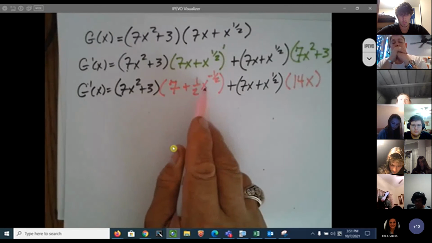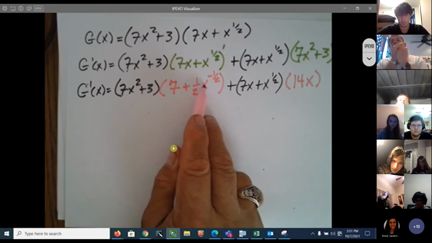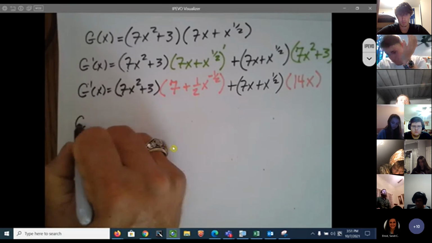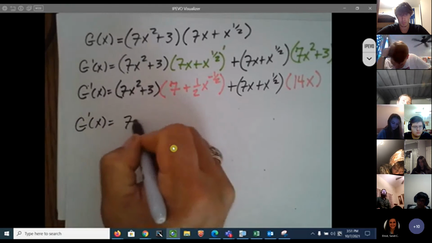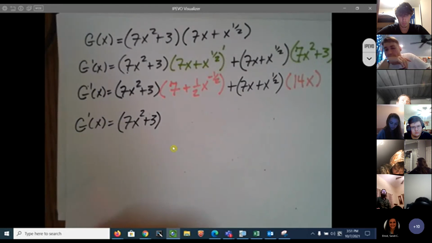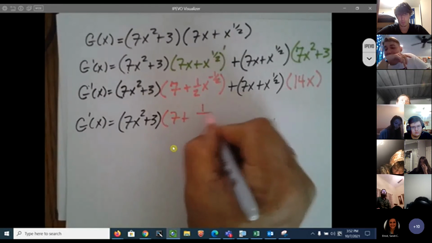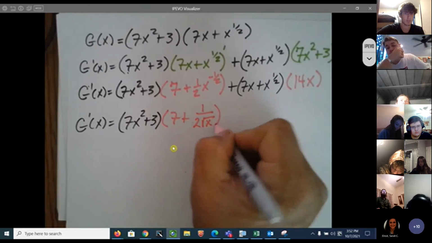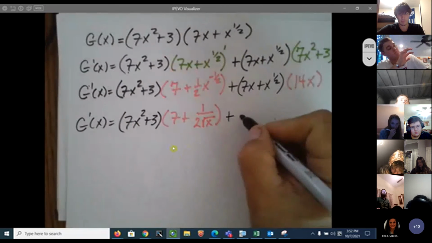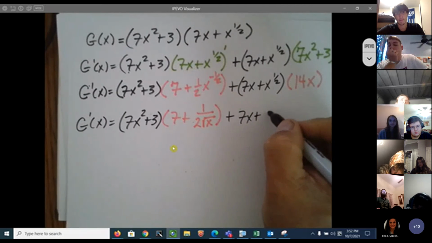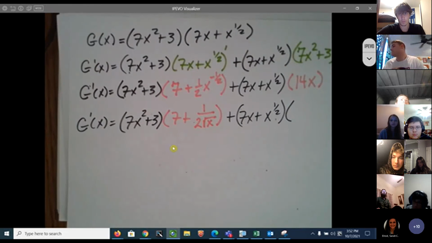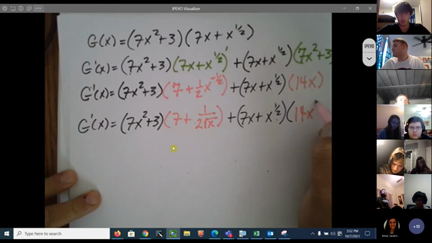You need to simplify this a little bit. Maybe say 1/2 square root of x. That's what I would do. So I'm going to rewrite this. G prime of x is equal to 7x squared plus 3 times 7 plus 1/2 square root of x. That might make things simpler for you. I don't know. Plus 7x plus x to the 1/2 times 14x. And now you can use your algebra to simplify it and put everything together.